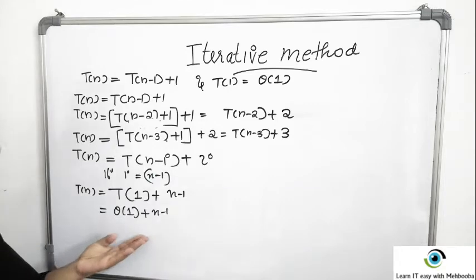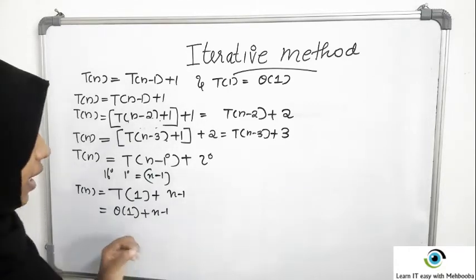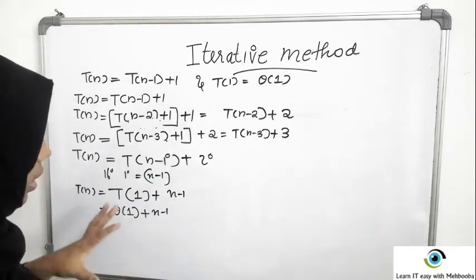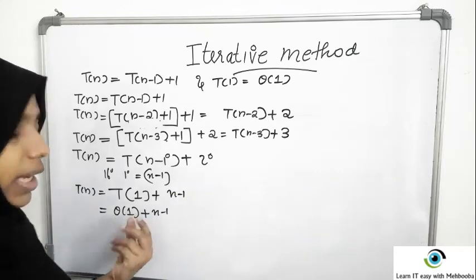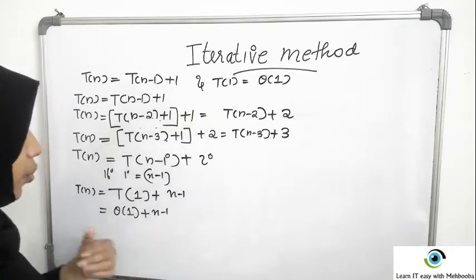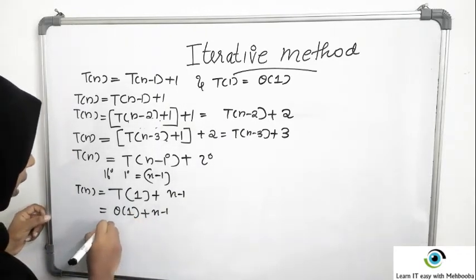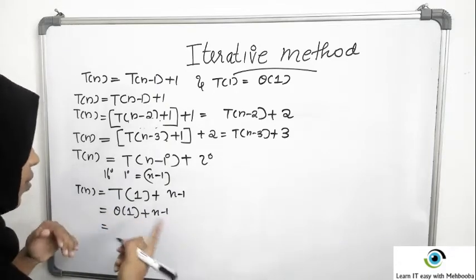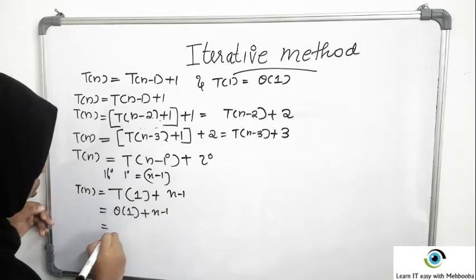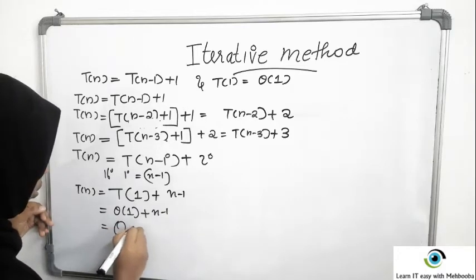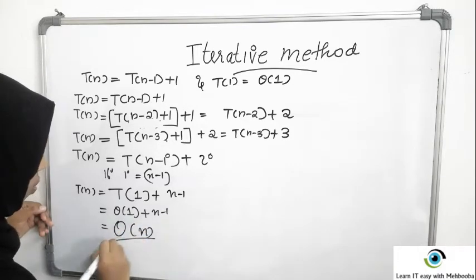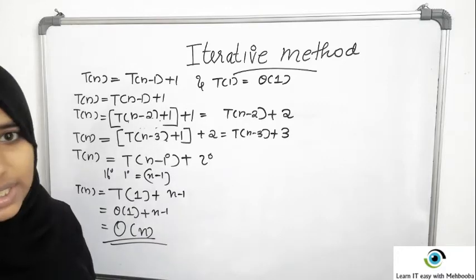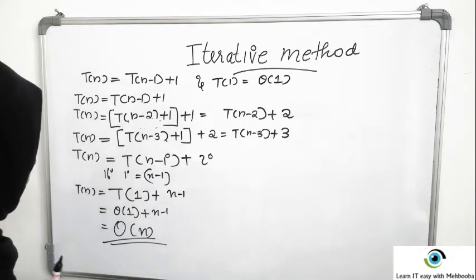Now we have an expression without any terms of T in it, so we can easily take the highest power term of n to get the complexity. Here the highest power term of n without any coefficient is n. So the complexity is order of n. Okay. Hope you understood. We will see a few more examples.